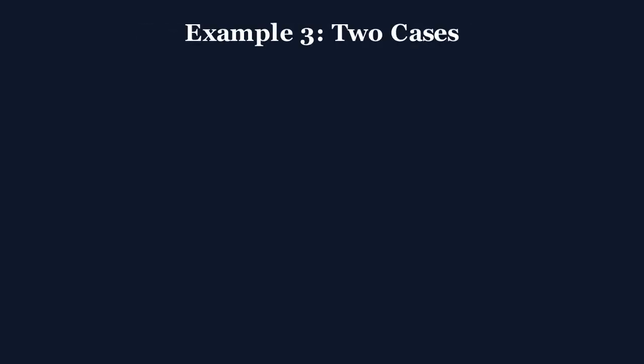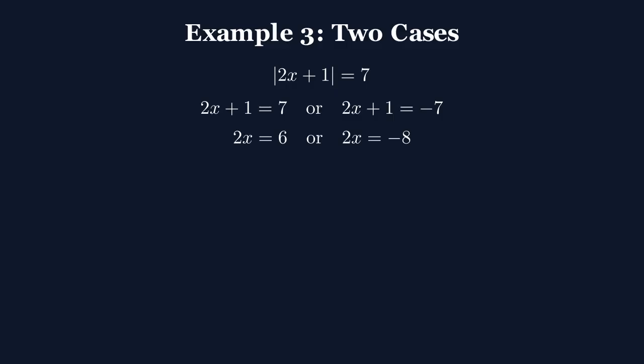Example 3. Solve |2x + 1| = 7. Split it into two cases. 2x + 1 = 7 or 2x + 1 = -7. The first case gives x = 3. The second case gives x = -4.